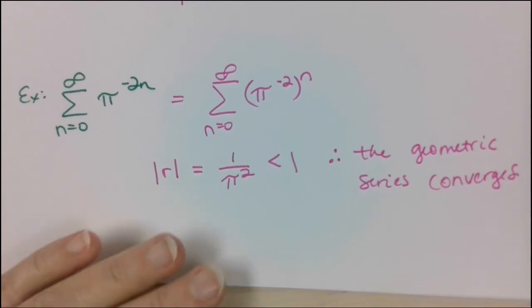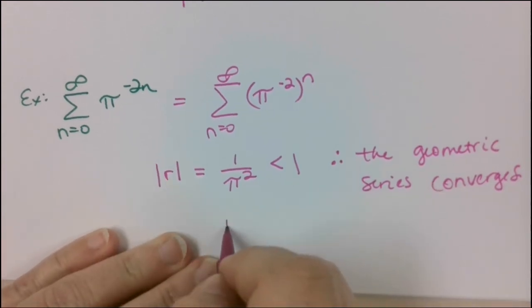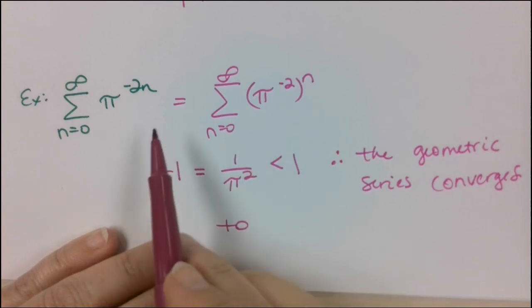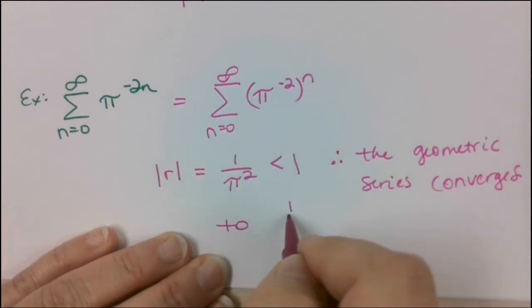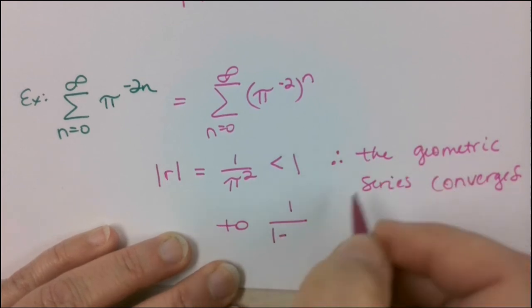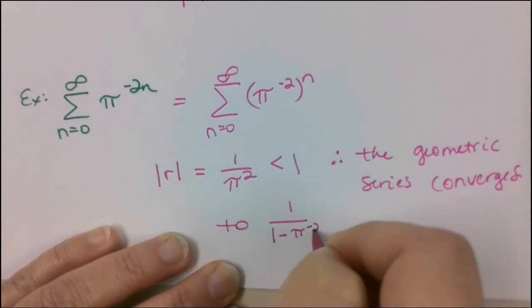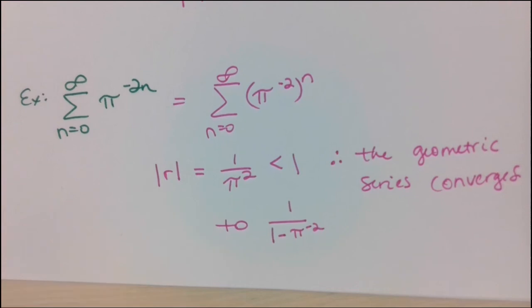And because it's a geometric series, we can calculate what it converges to. My first term, if I plug in 0, that's just going to be 1 over 1 minus pi to the negative 2. And in this case, I think we're just going to leave it like that and not really any need to simplify. It's still going to be irrational if we do that.